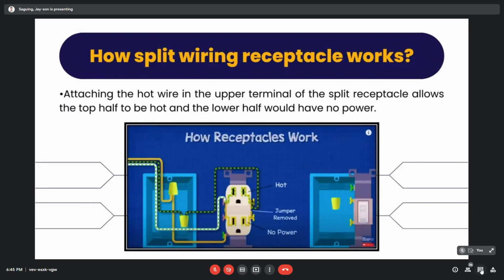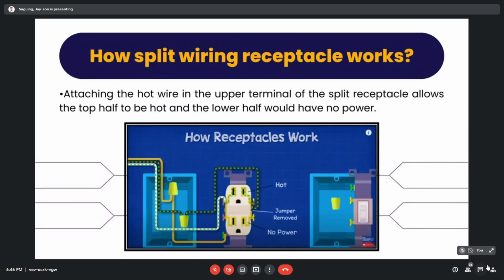So as we can see, there are three different colors of wires present. So we have color yellow, color black, and color white. So kaning color yellow mo na siya ang atong grounding conductor, and the color black is our hot conductor, while the white one is our neutral conductor. So ang atong grounding conductor is naka-attach siya sa lower left terminal sa atong receptacle, while ang atong neutral conductor naka-attach po siya sa neutral terminal.